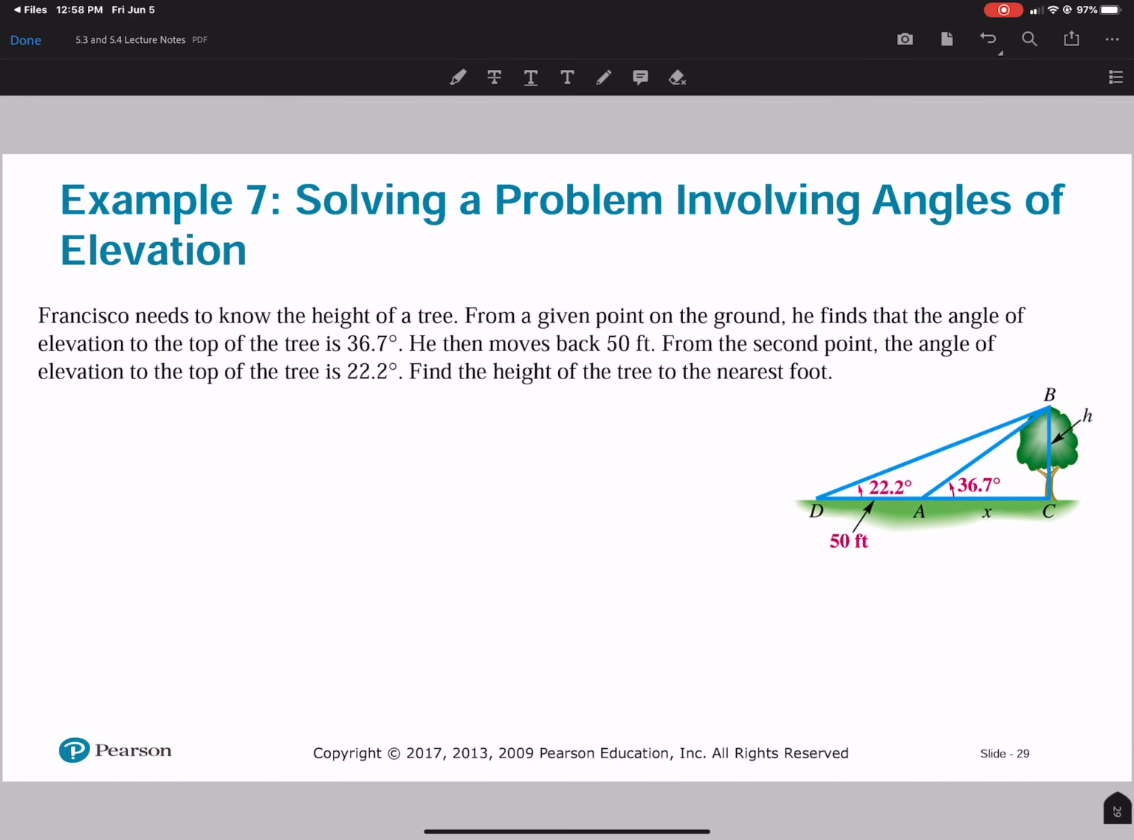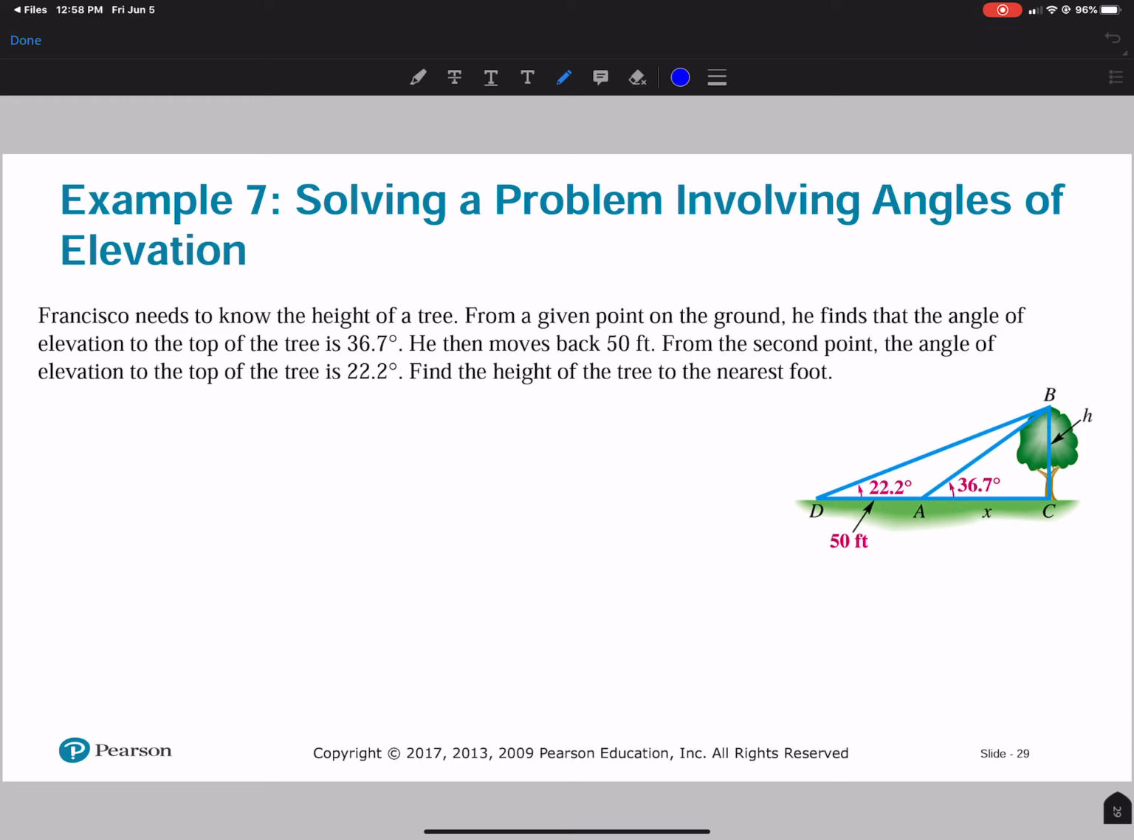So let's look at this problem right here. Now, I personally like this problem. It says Francisco needs to know the height of a tree given the point on the ground. He finds an angle of elevation to the top of the tree is 36.7 degrees. He then moves 50 feet from the second point. The angle of elevation of the top of the tree is 22.2 degrees. Find the height of the tree to the nearest foot.